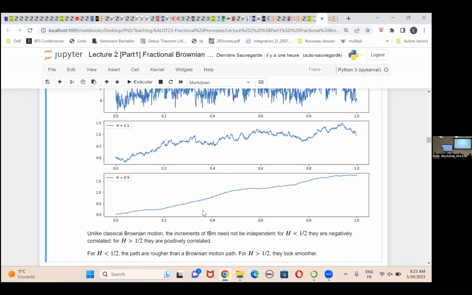Unlike classical Brownian motion, for H less than 1/2 the increments are negatively correlated. This is why you see these large fluctuations. Why is it smooth here? Because for H greater than 1/2, they are positively correlated. So this is one of the key differences with standard Brownian motion.